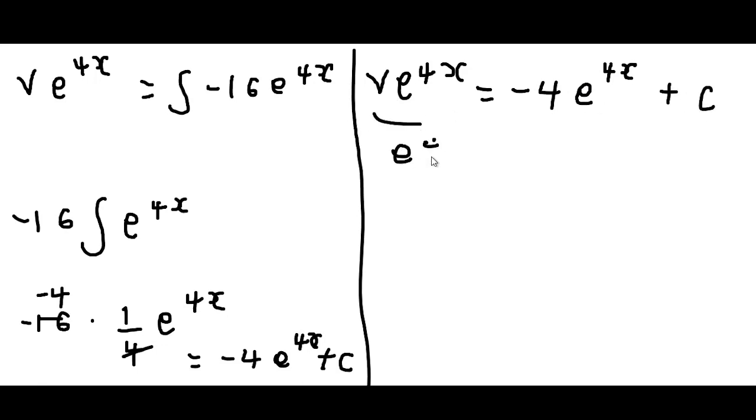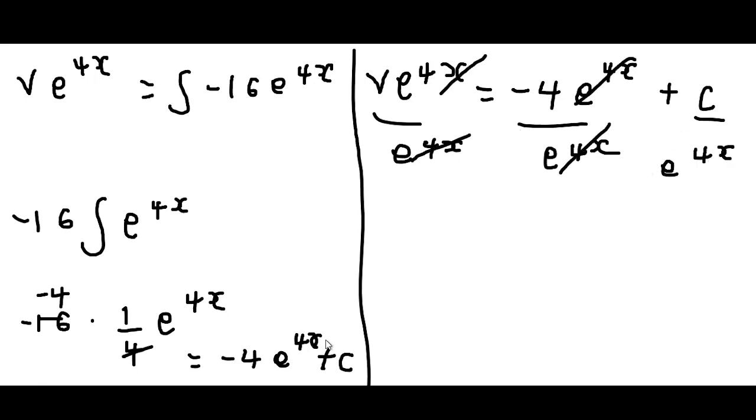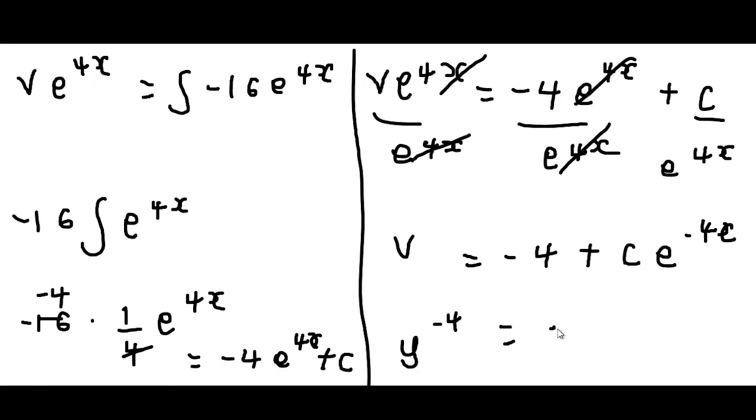We divide each side by e to the 4x since we only want to be left with v alone. This and this cancel out. So we are left with v equals negative 4 plus c e to the negative 4x. As we can remember, we said that our v equals y to the power negative 4. So we are going to just write it here as y to the power negative 4 equals negative 4 plus c e to the negative 4x, or we can write it as 1 over y to the power 4 equals negative 4 plus c e to the negative 4x.